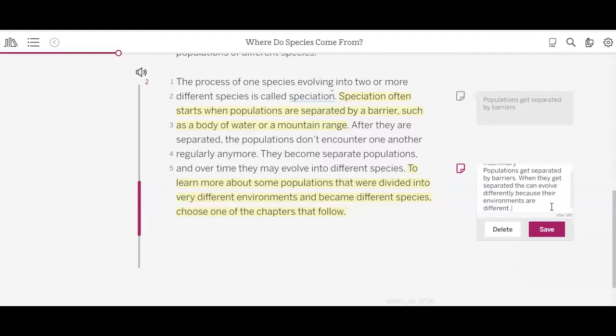And what else? Oh, speciation, right? I learned what speciation is. So speciation is the species becoming separated and turning into two different species is called speciation. Alright, so now I'm going to save my summary.